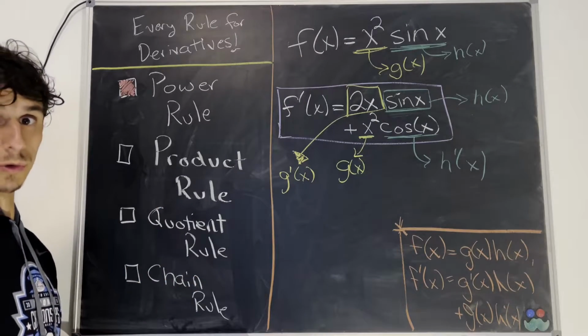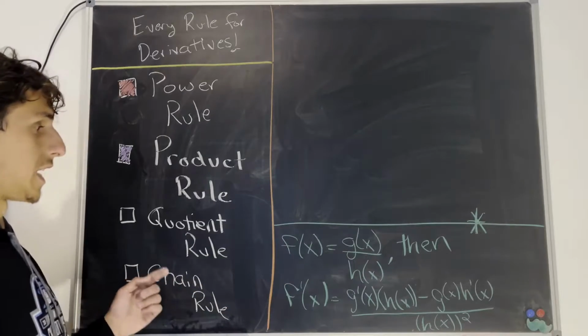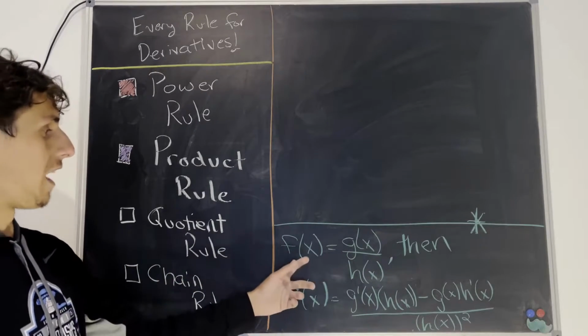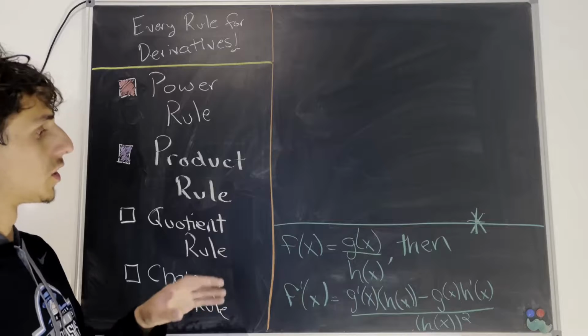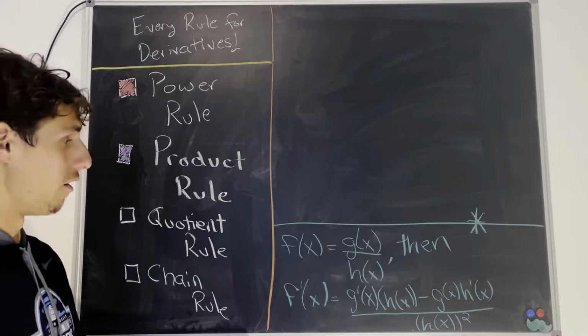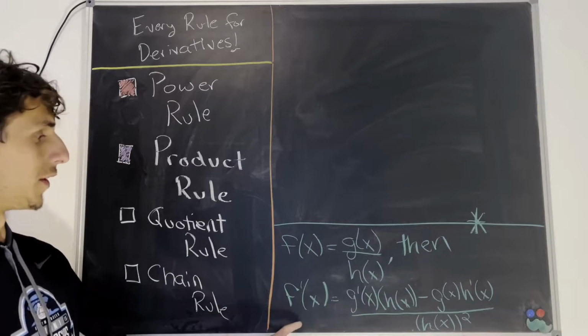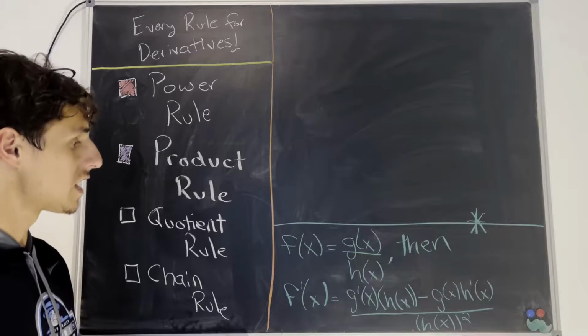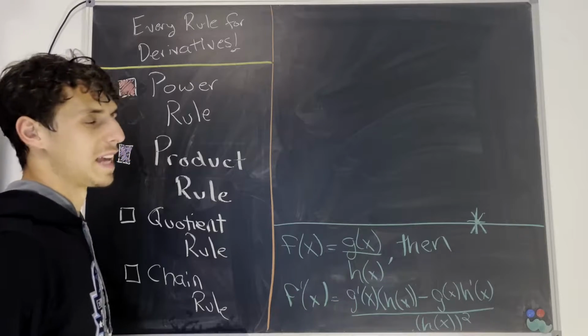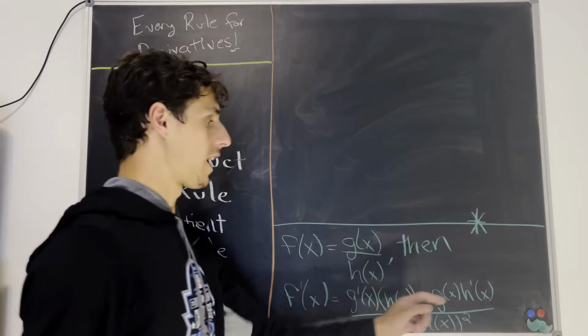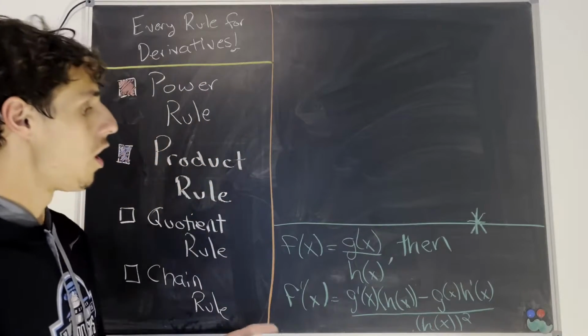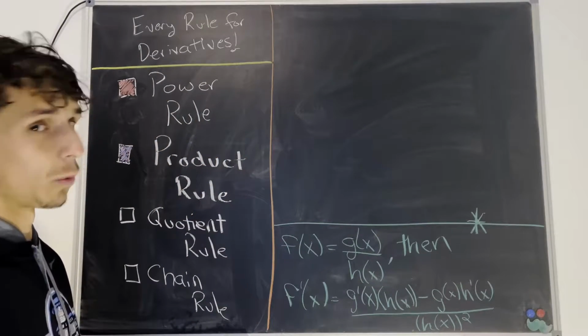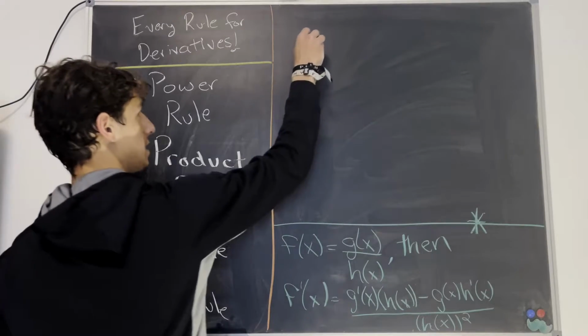Let's move on to the quotient rule. Okay, so here in green I have written down the quotient rule, which says that if f of x is comprised of two functions, one on the top and one on the bottom of this division sign right here, then the derivative of the total function f of x is equal to g prime of x times h of x minus g of x times h prime of x, all over h of x squared. So let's go ahead and take a look at an example.